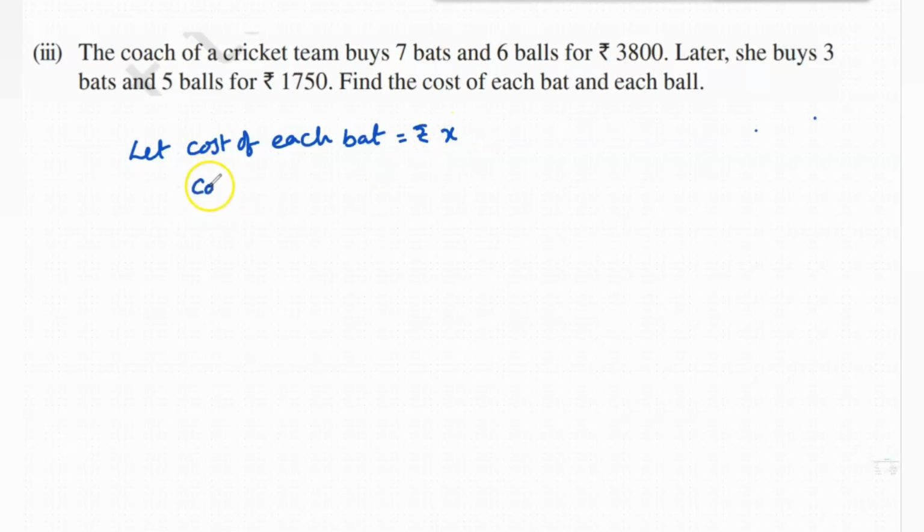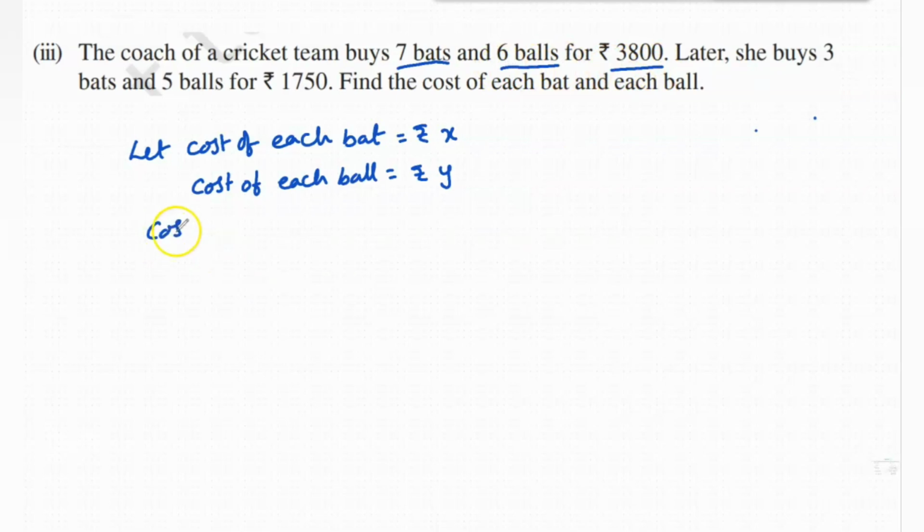Similarly, let us take the cost of each ball as y rupees. These are the two variables we are taking: cost of each bat as x rupees, cost of each ball as y rupees. Now according to the first condition, she buys 7 bats and 6 balls for 3,800 rupees.